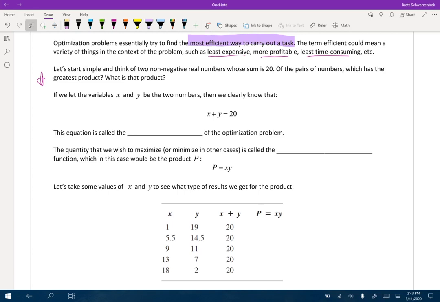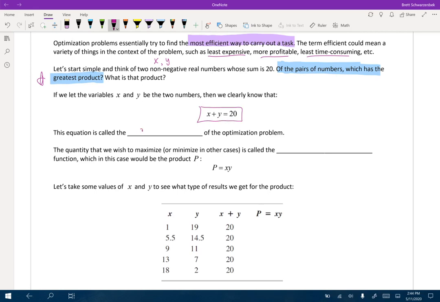What is that product? This is the important question that our optimization problem is aiming to answer. Of the pair of numbers whose sum is 20, what has the absolute greatest product? So let's talk about what we know. Let's say we define the two non-negative numbers as x and y. Those are our two numbers. What do we know about their sum? Well, we know for sure that x plus y is equal to 20.